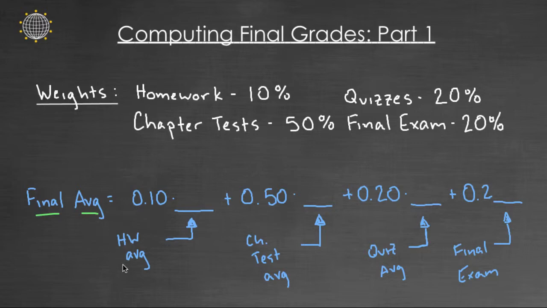To help understand this a little bit better, you can think of an extreme example where everything depends on, let's say the homework is 100% of your final grade. No quizzes, no final exam, no chapter test. You can take them, but they don't matter. They don't account for your final grade. Well, then you would have 1.00, 100% times your final homework average with zeros everywhere else.